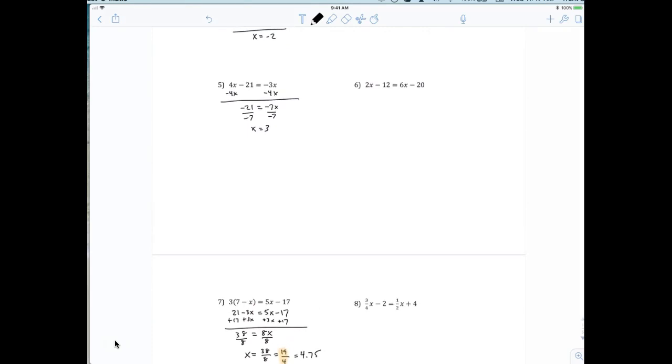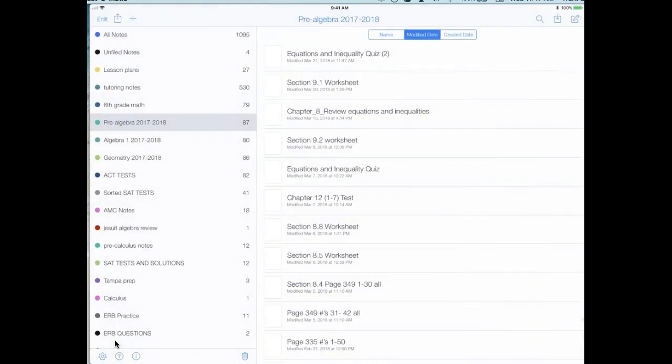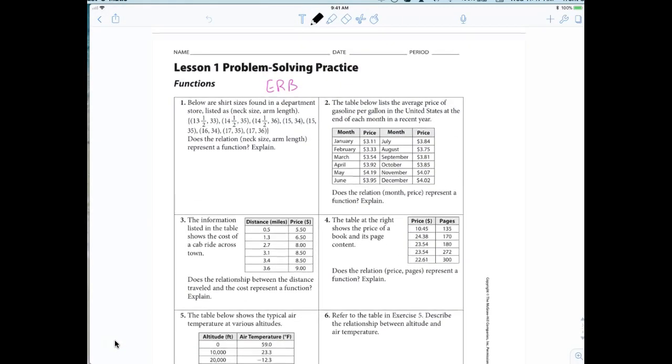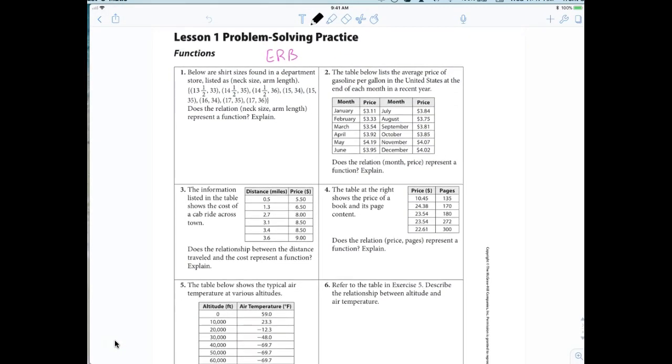All right. Now, I want to jump over today and look at our ERBs, which is this down here. I want everybody to take a look at this. Now, I asked you to do these problems also. No, not the new homework on our ERBs. Right here. Let's look at this first.